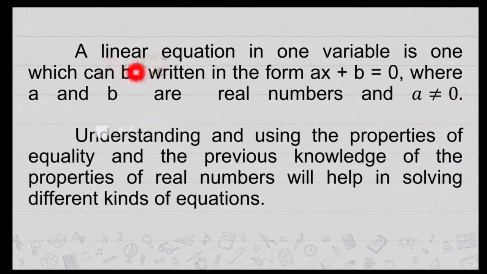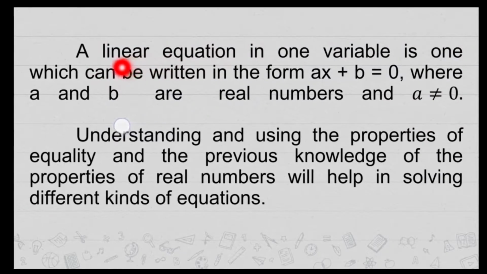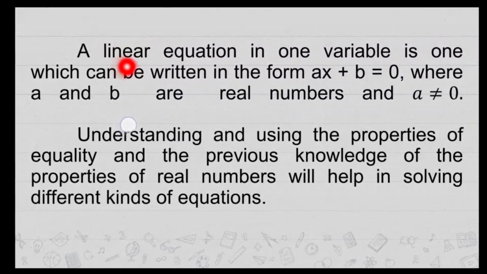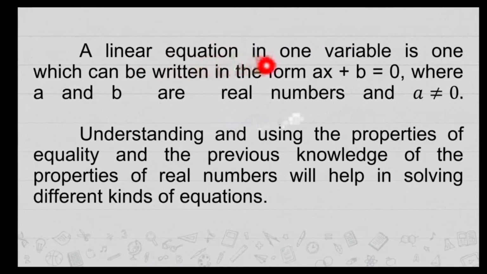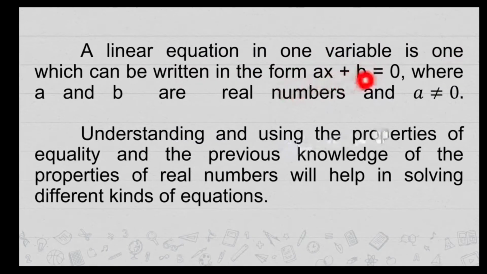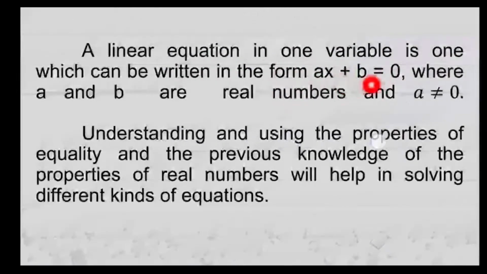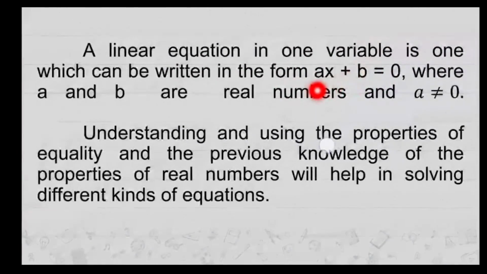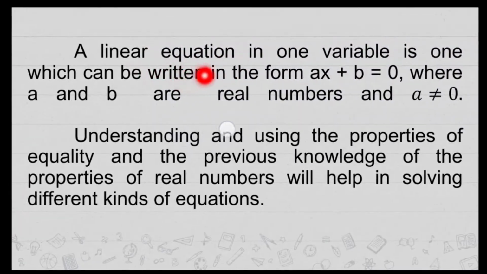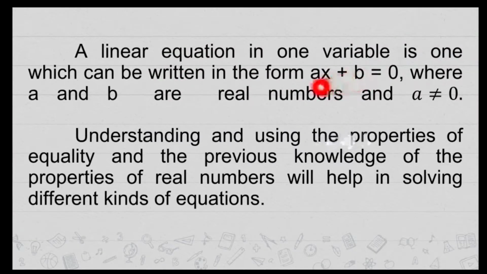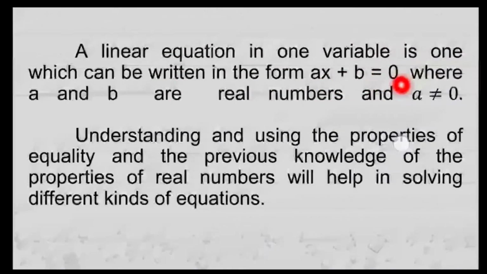When we say linear, it means that it is an expression of the first degree. As you can see, this expression is of the first degree, therefore it is linear. And equation means there is equality between two expressions. As you can see, this expression is equal to this expression.